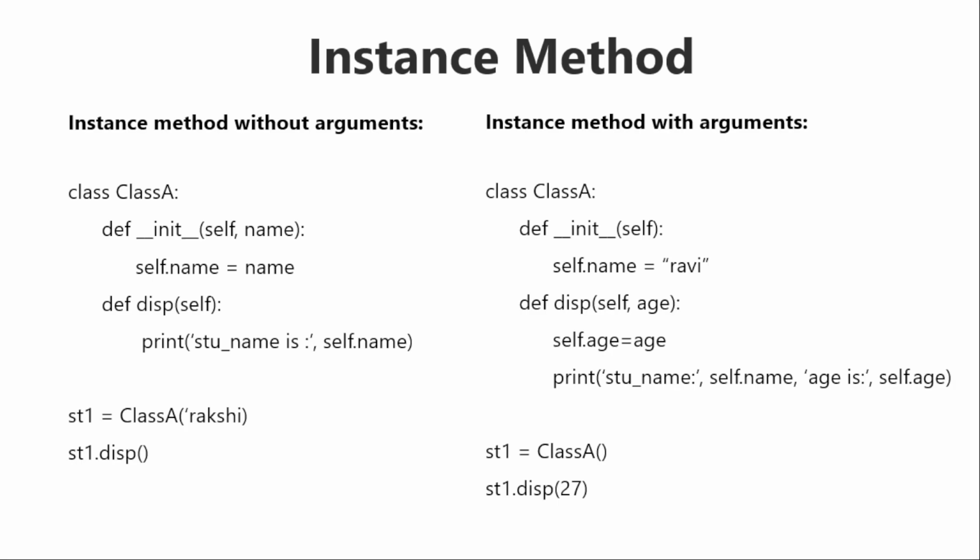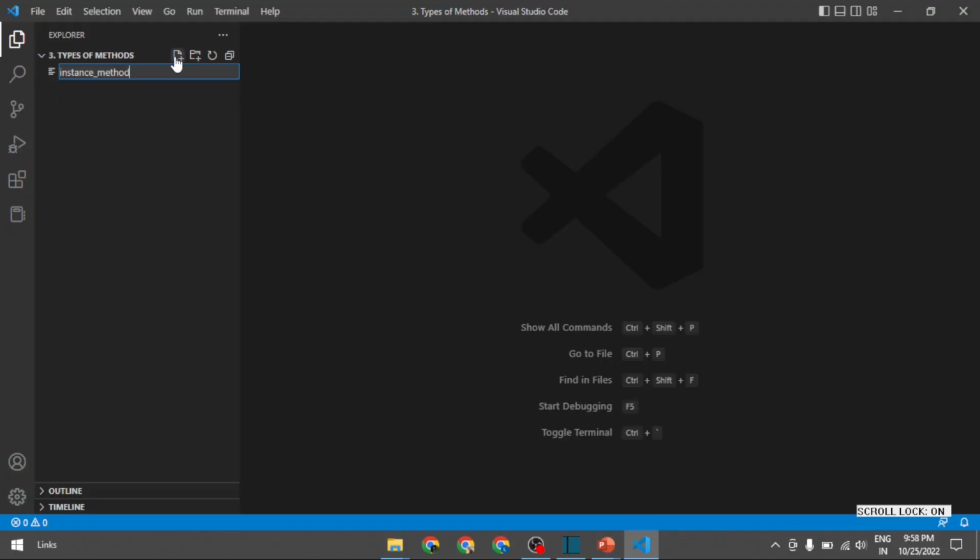Now if you look into the example of instance method without arguments, you can see the difference with the with-arguments one. In the without-arguments case, the instance method doesn't have any formal parameter, but in the instance method with arguments, we have a parameter age. Now let us execute the instance method without arguments first and with arguments next. So let us go to the editor and execute this method.py.